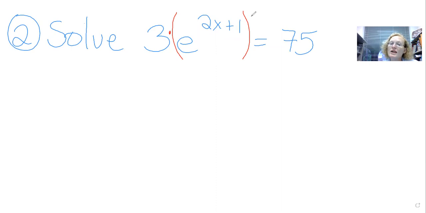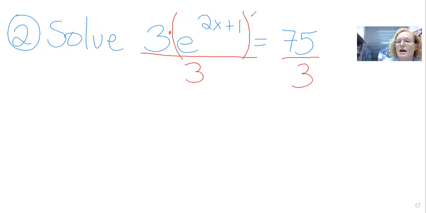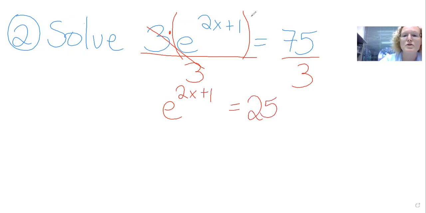So since it does not go with that exponent, the first thing you have to do is get rid of it. So since that is 3 times e to the 2x plus 1, the only way that we can get rid of that is to divide both sides by 3. Now, if we do that, we know that those 3 cancel. That gives me e to the 2x plus 1 power. And then 75 divided by 3 is a nice number, so I'm going to go ahead and write that down, and that's going to give me 25.